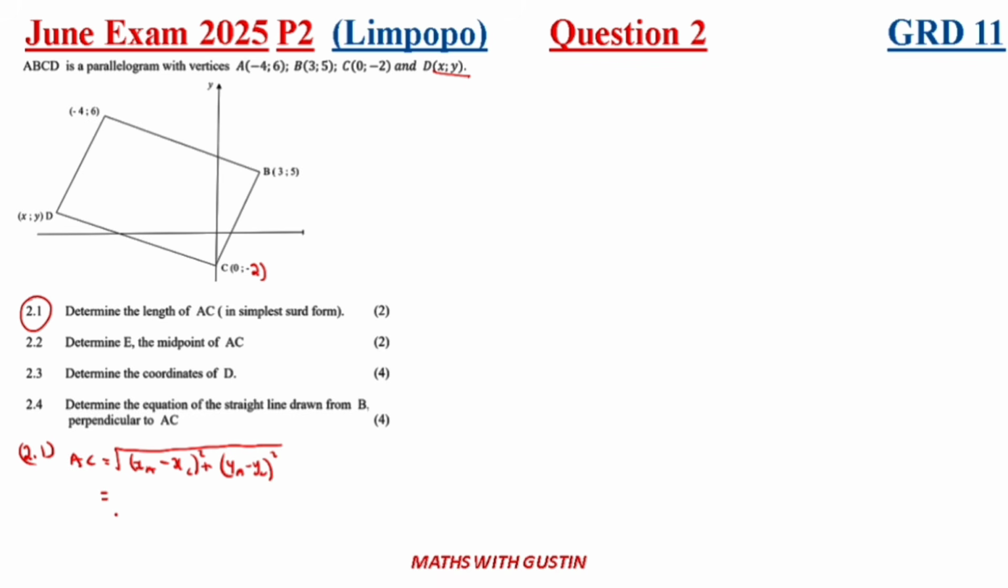Right, so now it's equal to, so we're just going to substitute everything into our formula. Let's see which one is A. A is here. A, B, C, D. So it's going to be -4 minus, they said, distance AC. So it's going to be -4 minus 0, all squared, plus 6 minus -2, all in the bracket squared. When we punch this into our calculator, straight away I'm getting 4 square root of 5.